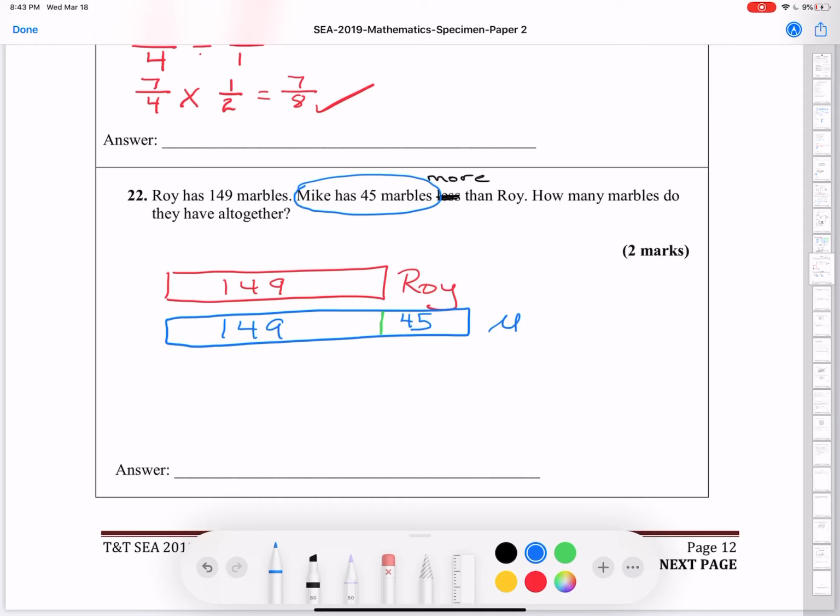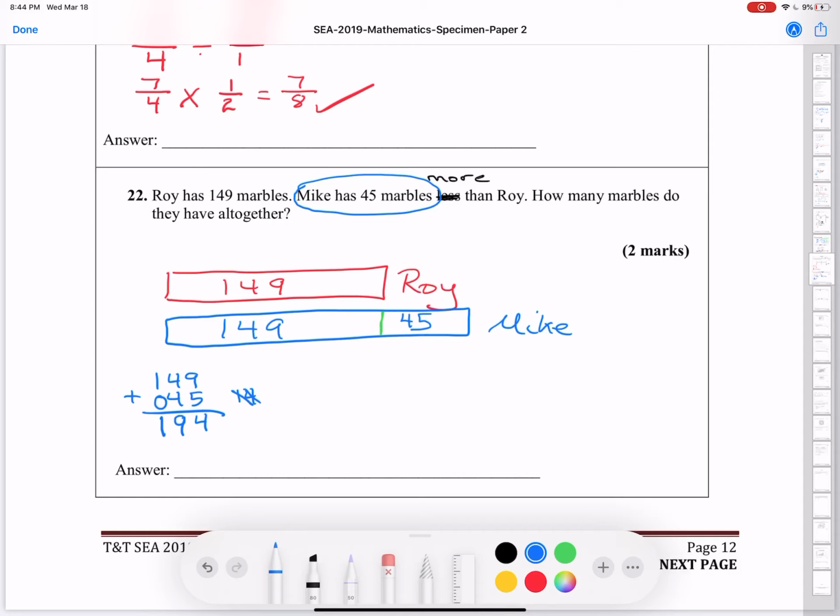So now when we look at Mike's bar, we can actually see that it's very easy to find out the number of marbles that Mike has. Let's add 149 plus 45. 9 and 5, 14. 4 and 4, 8, and 1, 9. 1 and nothing, or 0, 1. I added right?